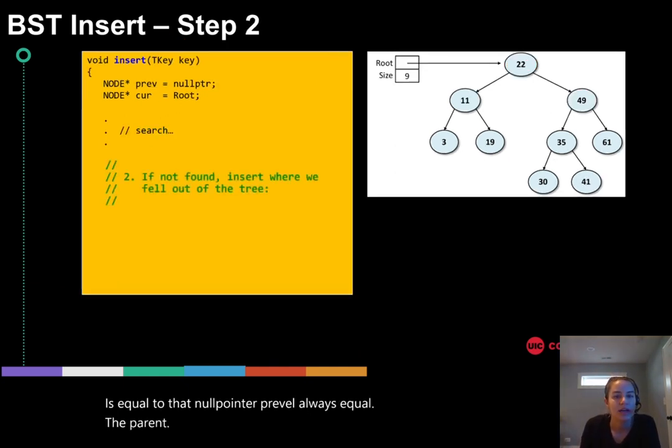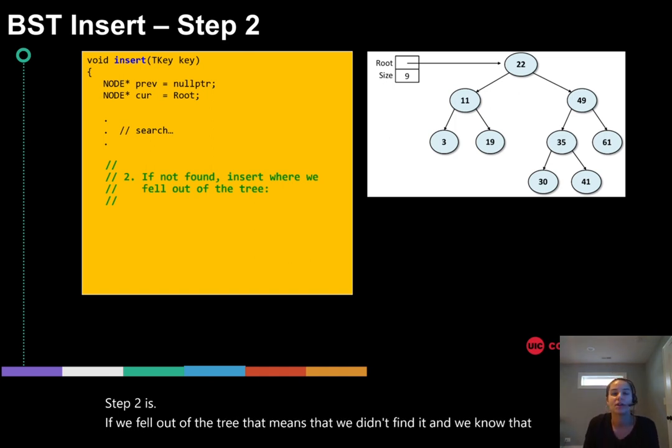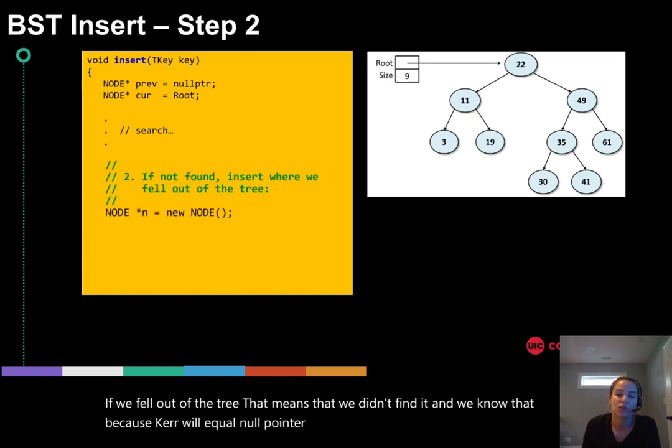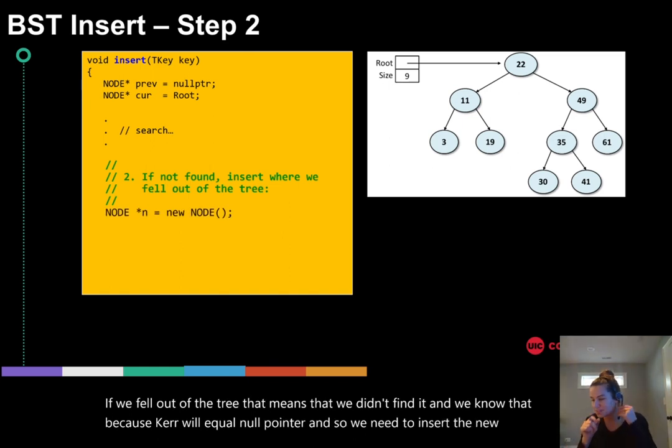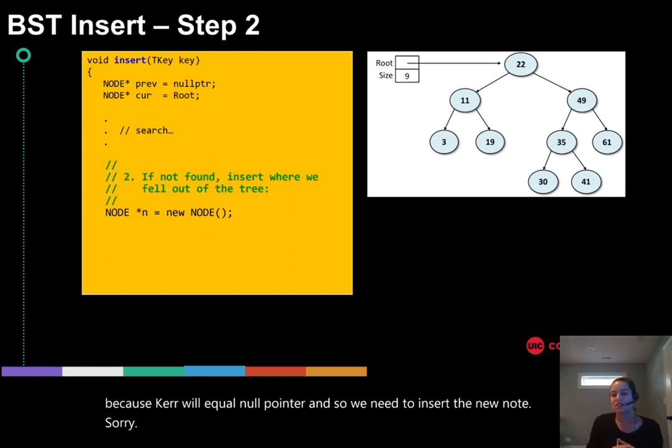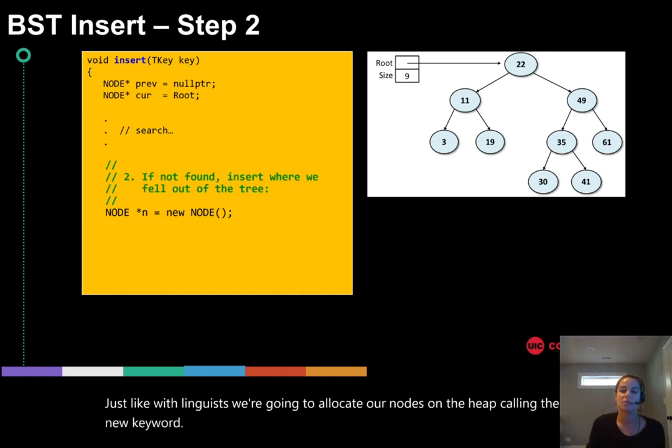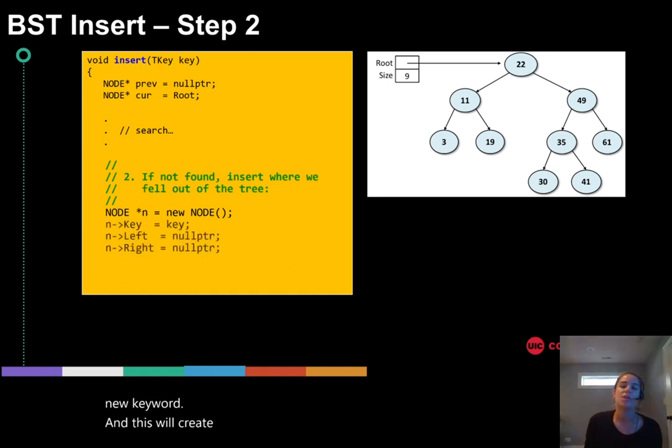Step 2 is, if we fell out of the tree, that means that we didn't find it, and we know that because cur will equal null pointer, and so we need to insert the new node. Just like with linked lists, we're going to allocate our nodes on the heap, calling the new keyword, and this will create a memory for the node, and then we need to fill in all of its values.